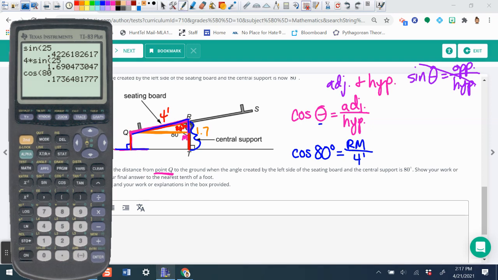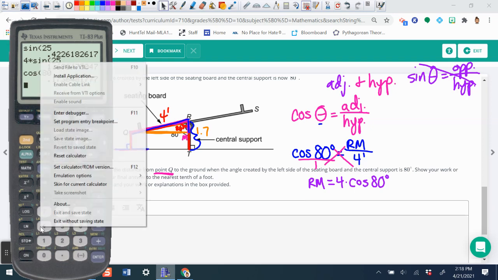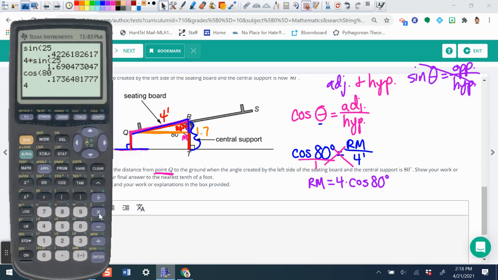So with that in mind, I'm going to put cosine of 80 over 1 and solve this proportion by cross multiplication. So I'll multiply RM times 1 and get RM equal to 4 times the cosine of 80. So if we just multiply 4 times the cosine of 80, we'll find the distance from R to M. So keep in mind we aren't exactly on our final part of the question. We still have a little more work to do.